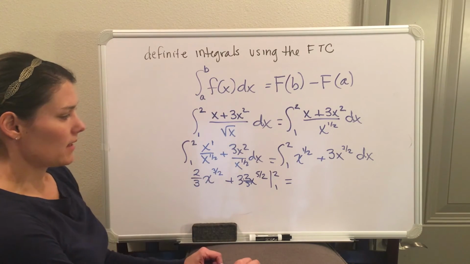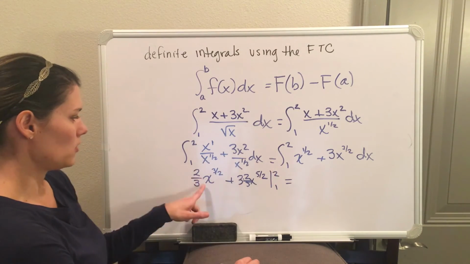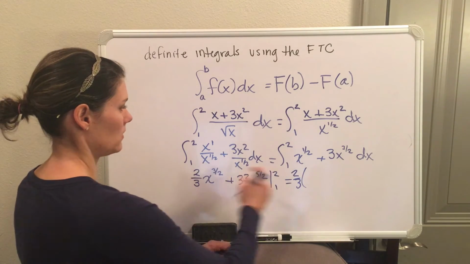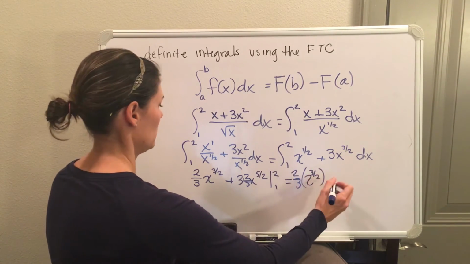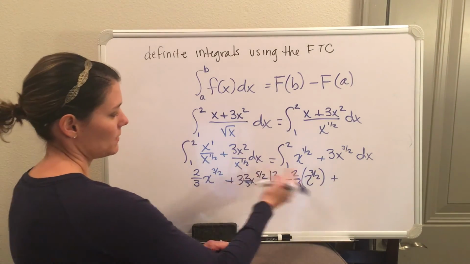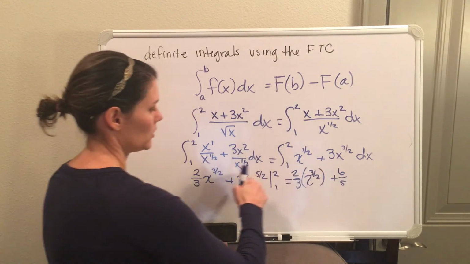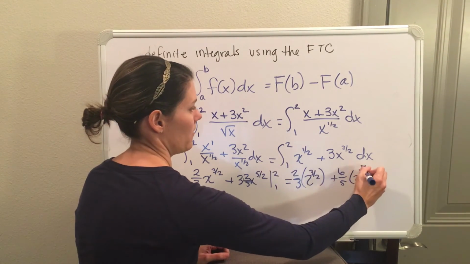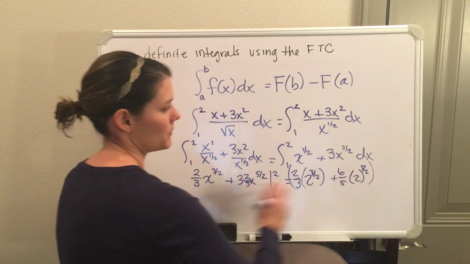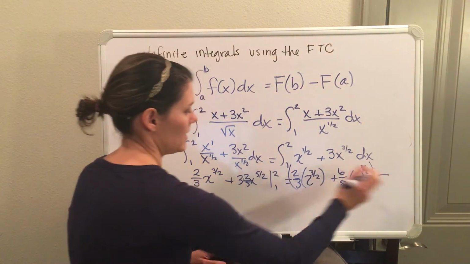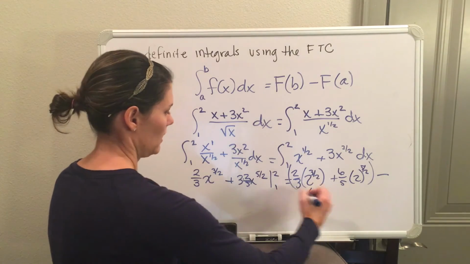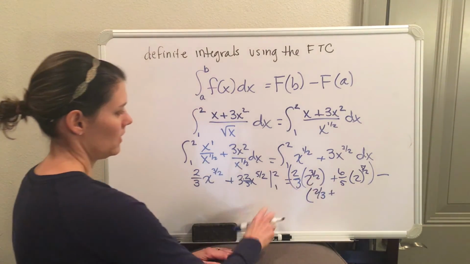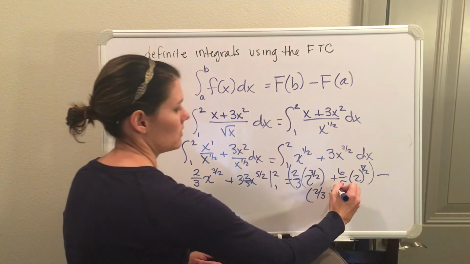And then I can apply the FTC, which means I plug 2 in first. So I'll have 2 to the 3/2 power, plus 3 times 2 is 6, so I'll go ahead and multiply the 3 and 2 here, and then I'll plug 2 into the power of 5/2. So that's the first part of FTC. And then minus, now you plug in the 1. Now 1 to the 3/2 is just 1, so I'm just going to write 2/3. And then 1 to the 5/2 is also 1, so I'll just write 6/5.